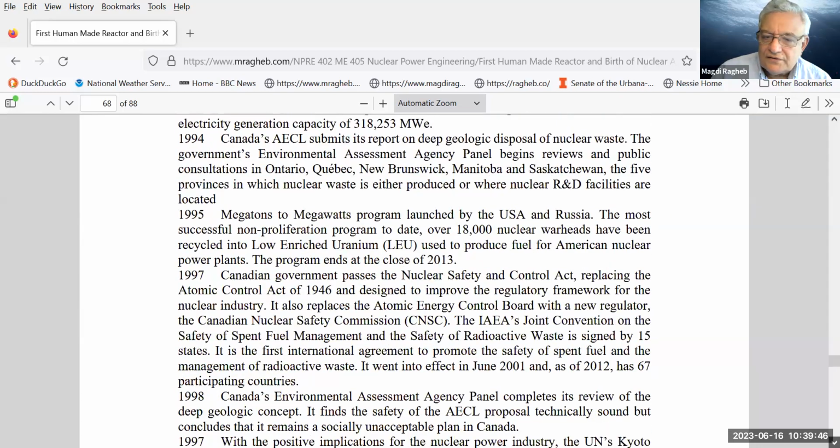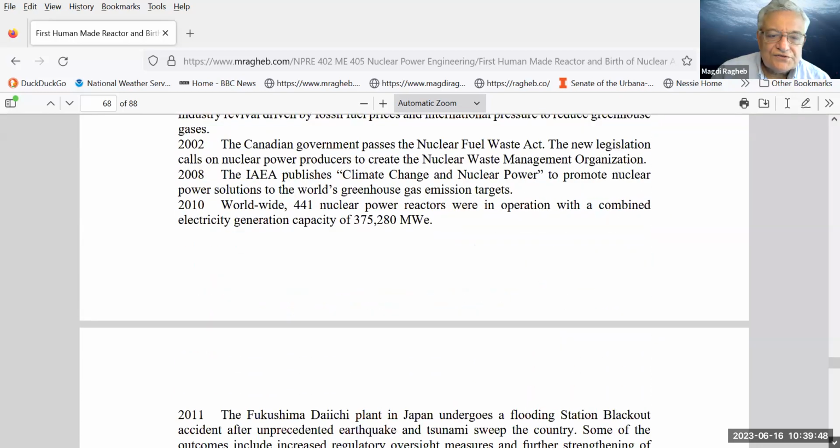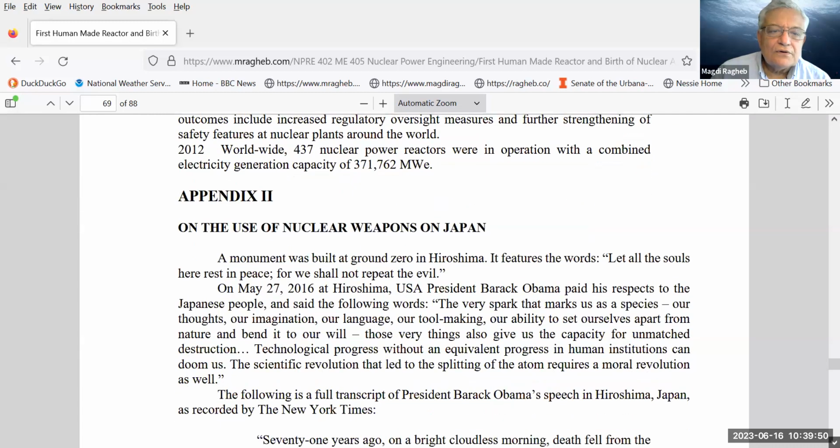And I also added an appendix, which has discussions on whether it was necessary to use nuclear weapons on Japan. This is a discussion that will remain ongoing among historians and anthropologists.